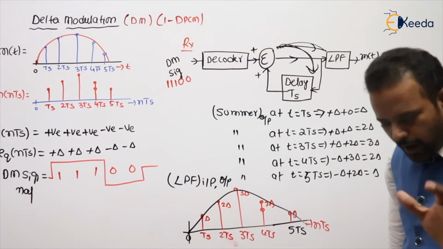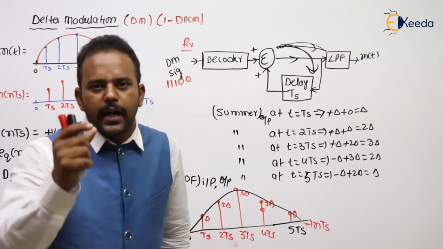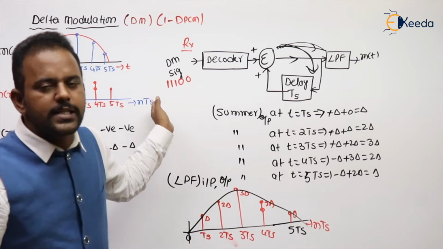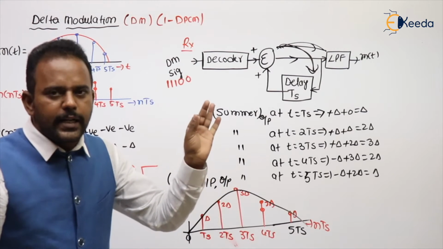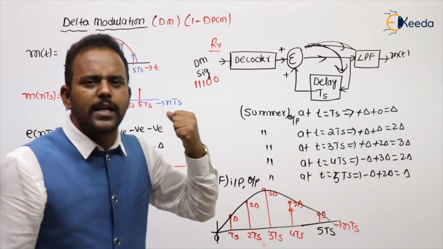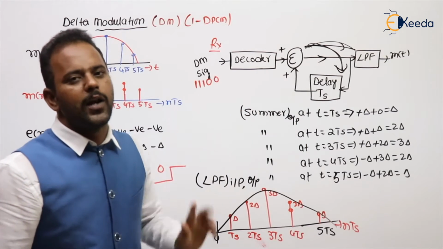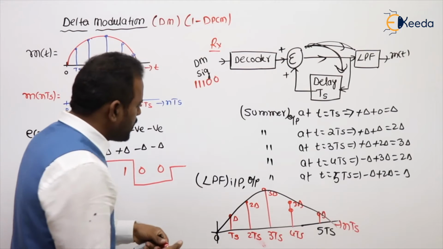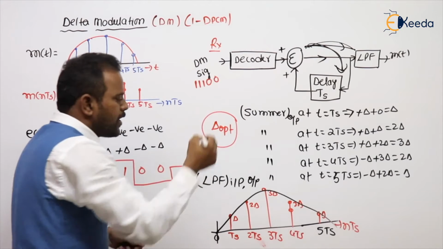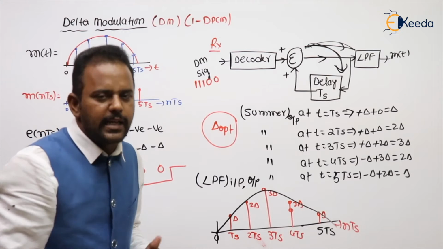Are you getting my point? Now we will see the conditions. What is the condition for delta to reconstruct the original message signal exactly back? That delta value itself is called the ideal value of delta, or the exact value of delta, or the optimum value of delta. That is also denoted with delta OPT. If I take this optimum value of delta, I can reconstruct the original message signal exactly.